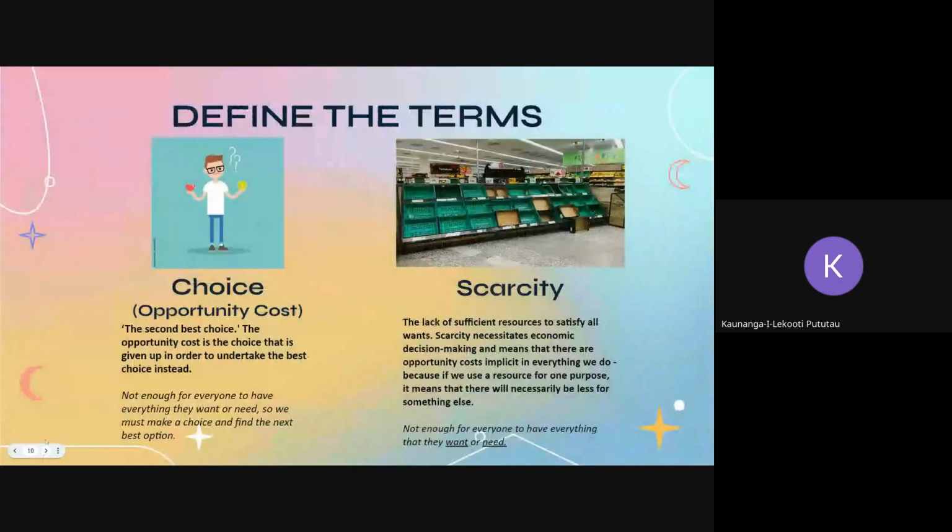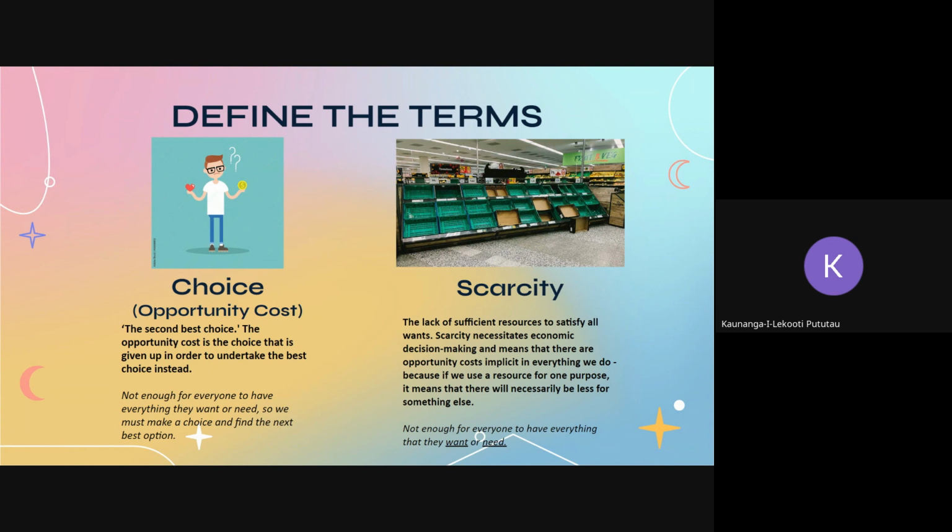In the economics dictionary, we chose the term opportunity cost for our term choice. The meaning that is stated in the economic dictionary is that opportunity cost is the second best choice. The opportunity cost is the choice that is given up in order to undertake the best choice instead. The kid friendly meaning that we are using to help our kids understand opportunity cost or choice is not having enough for everyone to have everything they want or need. So we have to make a choice and find the next best option.